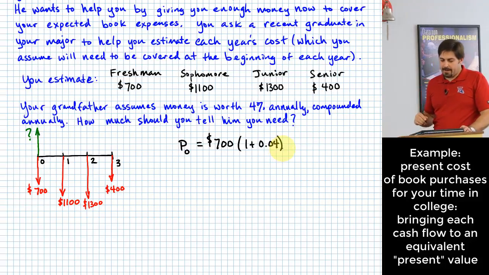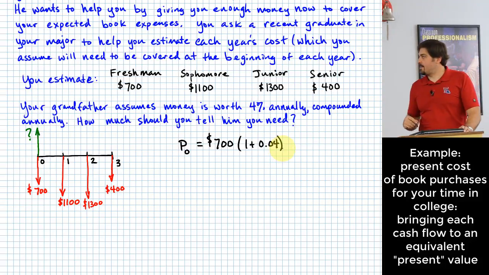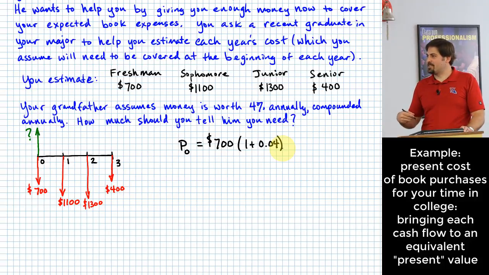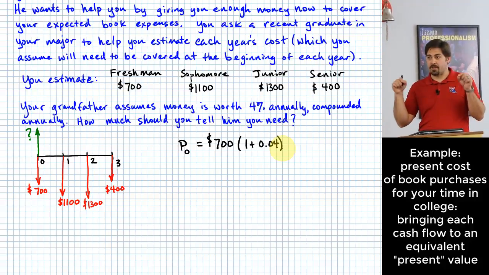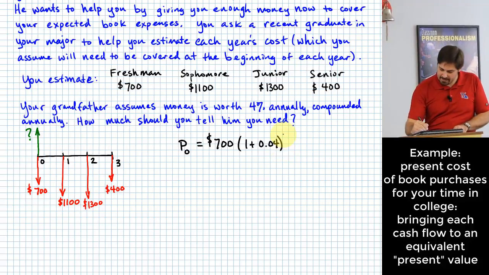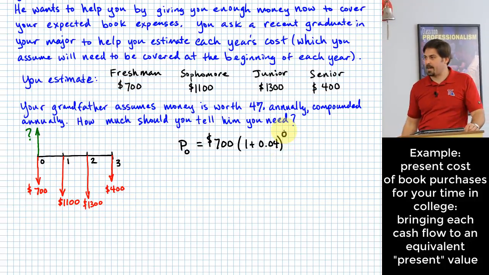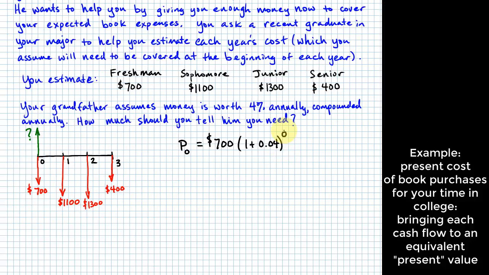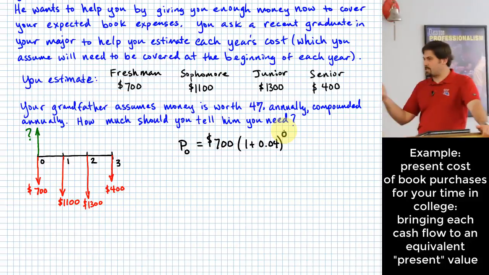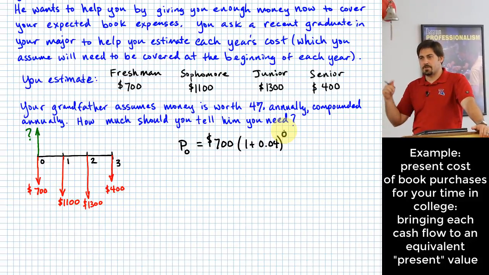Okay, and how far from now is that? That's now, right? So it's nothing from now. That means there is no time for it to accrue interest or anything like that. So this value is what it is, and the way that that's represented was with 0 time. Okay? Anything raised to the 0 is 1. So it means that that $700 is just $700 right now.